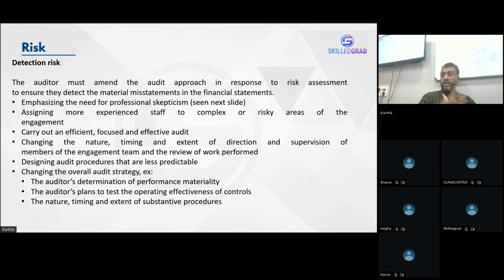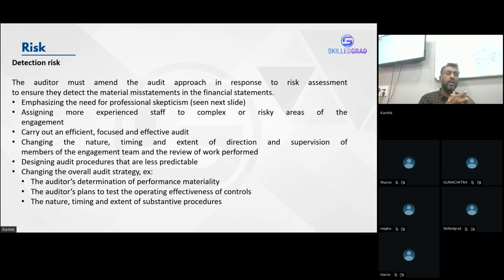Assign more experienced staff to complex audits. You know the audit is going to be complex. A company like Reliance has complicated operations. Reliance has an oil and gas business. They have retail. They have manufacturing, the furnitures. They do retail. They do Jio. They do Jio financial services. They do so many businesses. Complicated operations Reliance has.